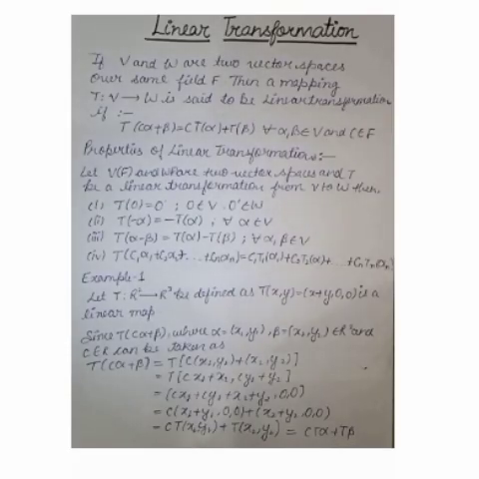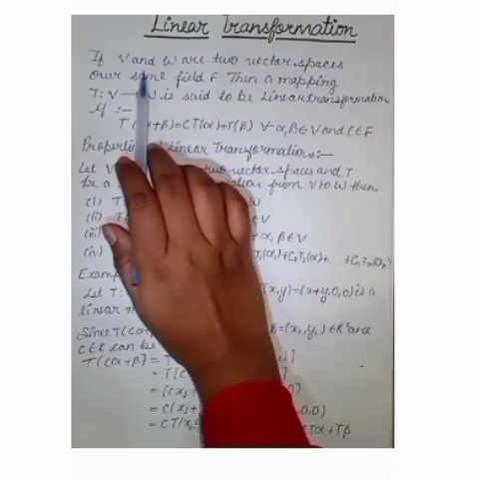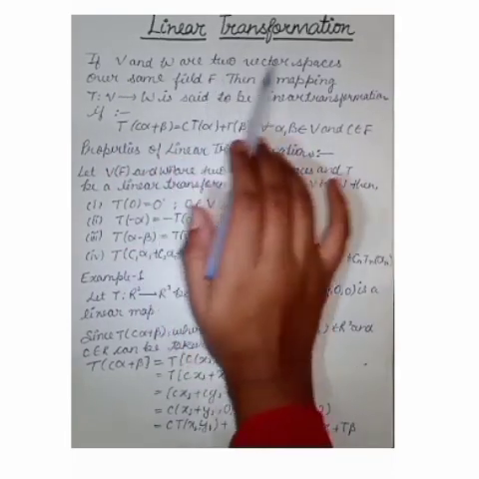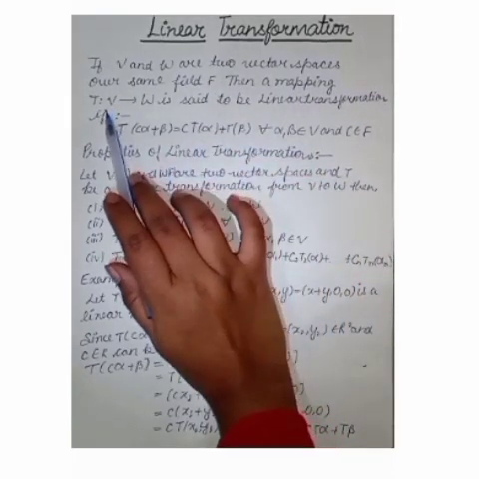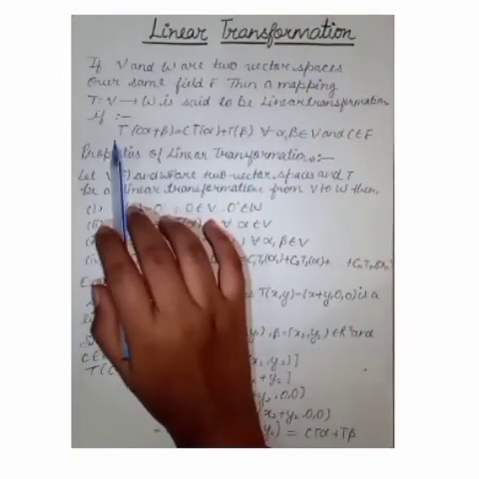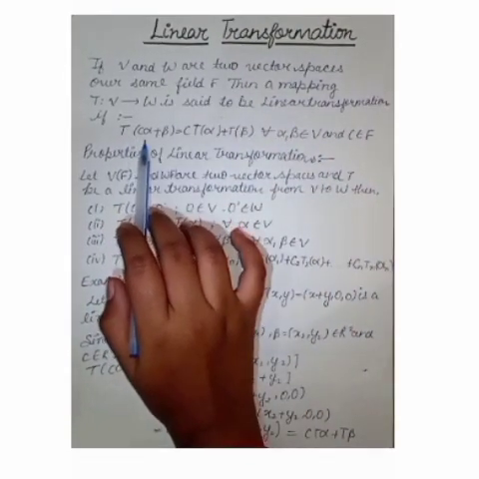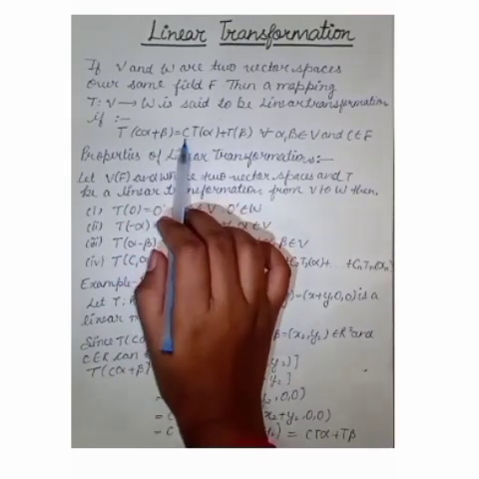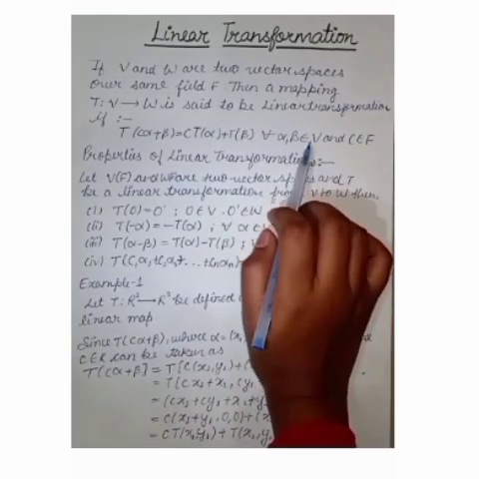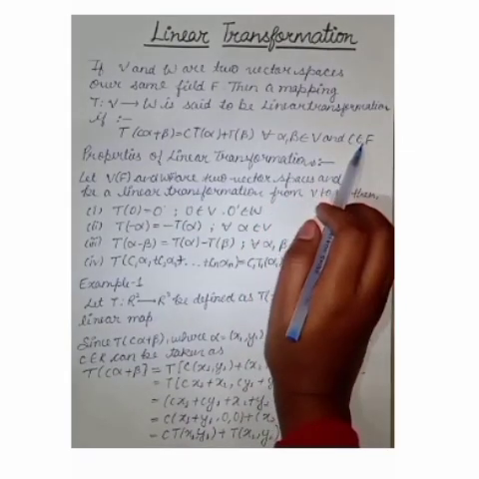Today we will study the topic linear transformation of linear algebra. So let's start with the definition. If V and W are two vector spaces over same field F, then a mapping T from V to W is said to be linear transformation if T(C alpha plus beta) is equal to C T(alpha) plus T(beta), where alpha and beta belong to V and C belongs to F.